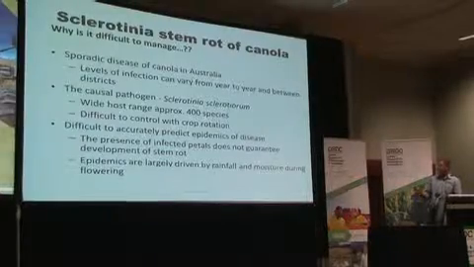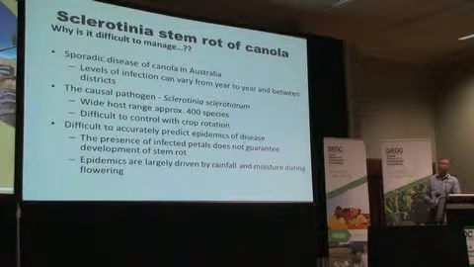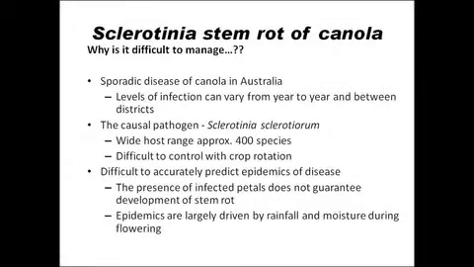From a control perspective, it's also hosted by around 400 species. So all the pulses, all the broadleaf weeds and everything can get and harbour Sclerotinia. So rotation is incredibly difficult. And again, it's very hard to predict because of the seasonal conditions.